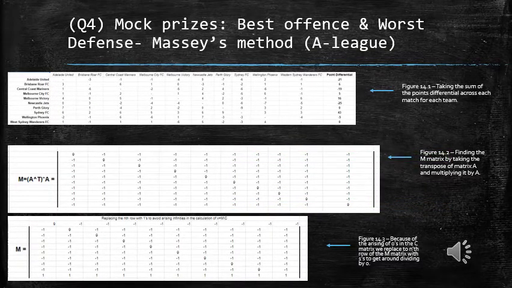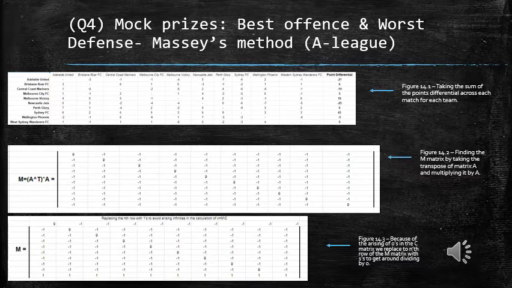Using Massey's method in the A-League was a little more challenging than in the AFLW. This is because the A-League teams play each other 3 times per season. To get around this, we take the sum of those 3 games for each team and use that as the points differential when they play each other. By taking the sum, it makes it easier to calculate the Massey matrix.